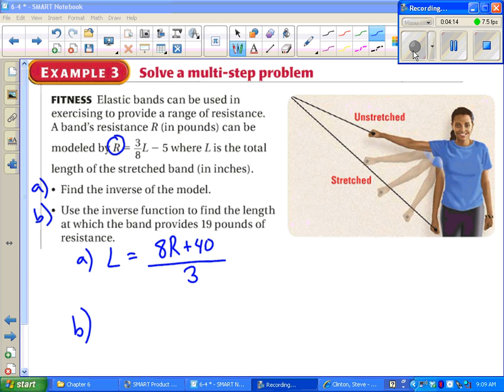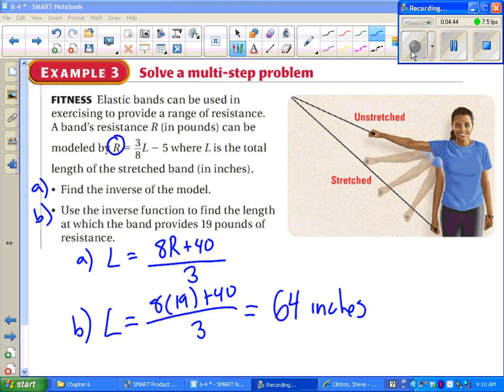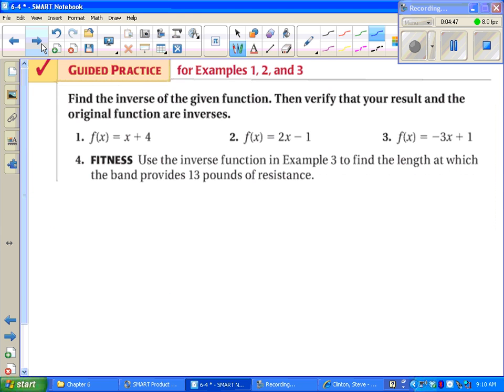Part B says, use the inverse function to find the length at which the band provides 19 pounds of resistance. So we're going to put in 19 for our resistance and figure out what our new length is, being careful to use the correct units. Go ahead and try that on your own, see if you get the same answer I do. And that's it. At this point, you can try this on your own, or you can do that later.